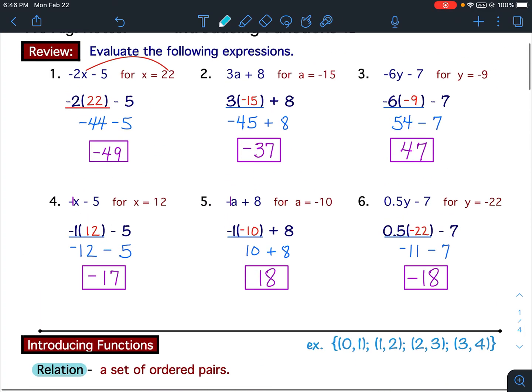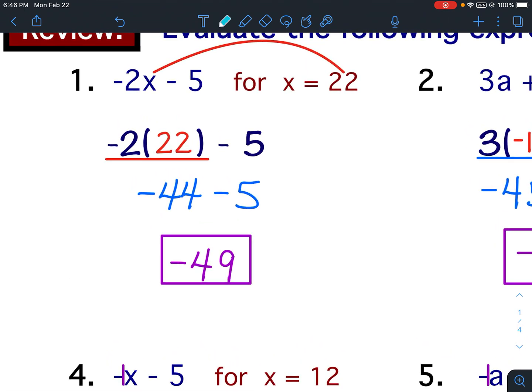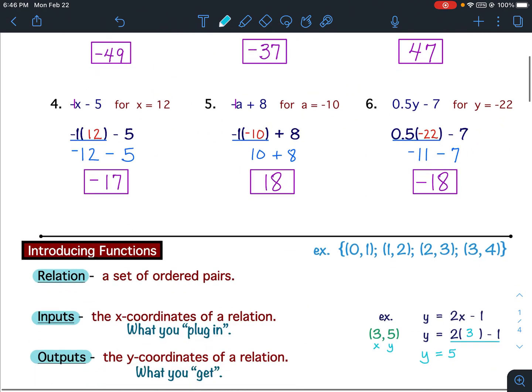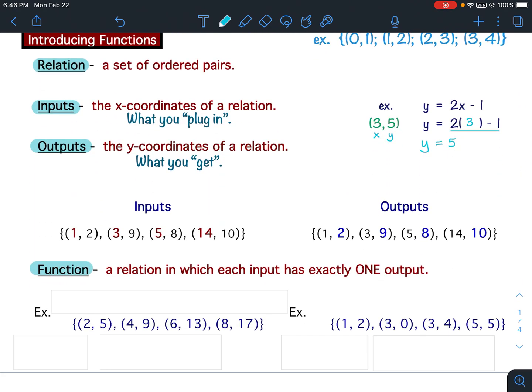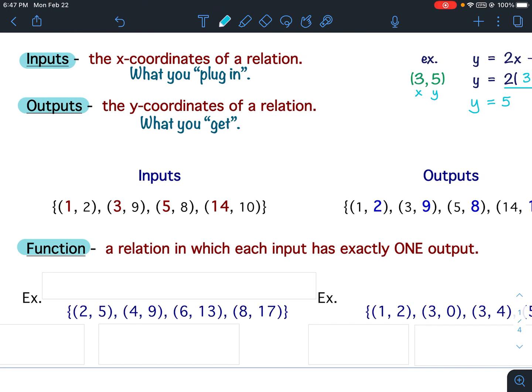If you go up to the first example we did in the review, what was our input? Our input was 22. That's what we plugged in. And what was our output? Our output was negative 49. So input was 22, the output was negative 49. Well, in a relation, these are ordered pairs. So you want to think of it as ordered pairs, and the first number is your x-coordinate, those are your inputs, and the second number is your y-coordinate, which are your outputs.